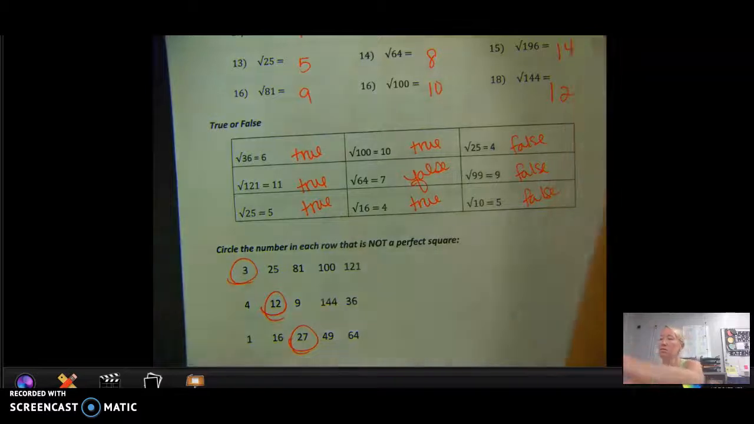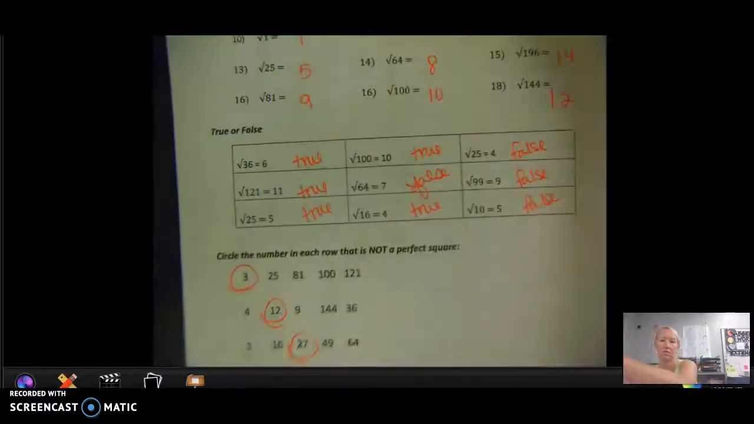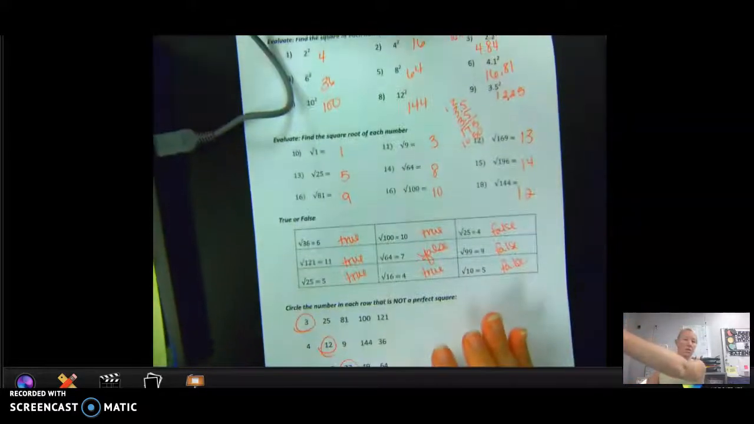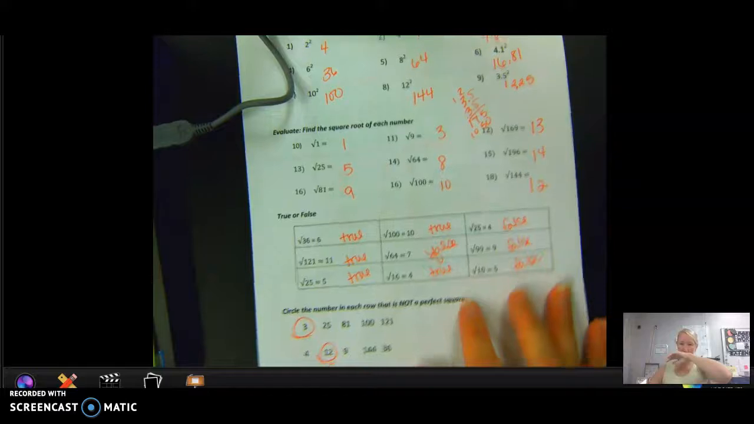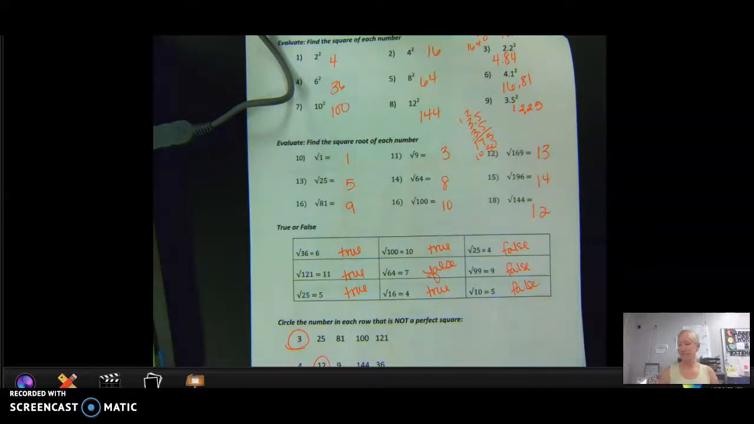Maybe I can zoom out. It's going to make it really small, so hopefully you guys have some place in here. Okay. That gets most of it on. The last number circled is 27.